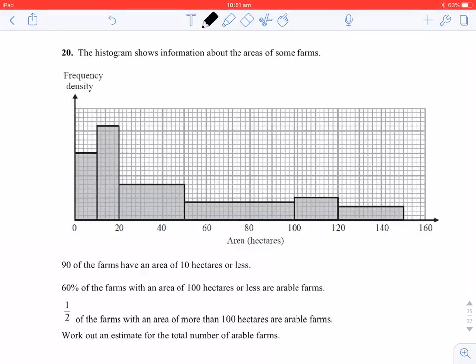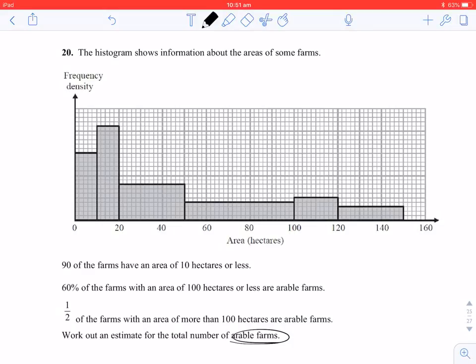Question 20. The histogram shows information about the areas of some farms. 90 of the farms have an area of 10 hectares or less. 60% of the farms with an area of 100 hectares or less are arable farms. A half of the farms with an area of more than 100 hectares are arable farms. Work out an estimate for the total number of arable farms.